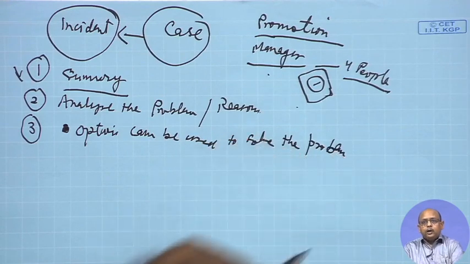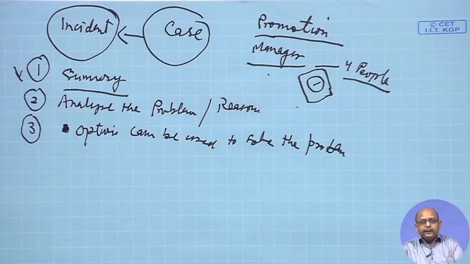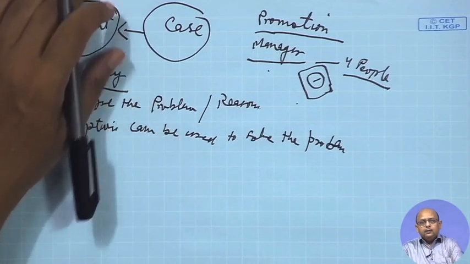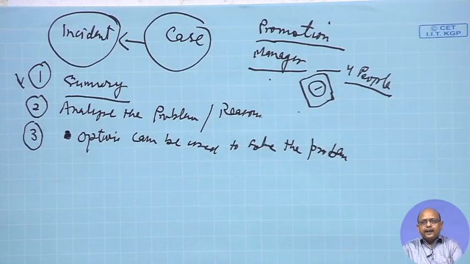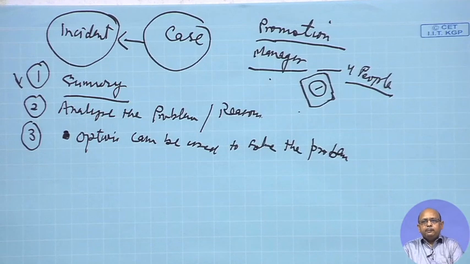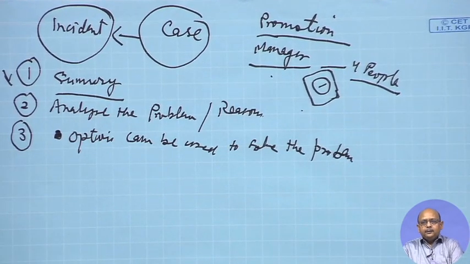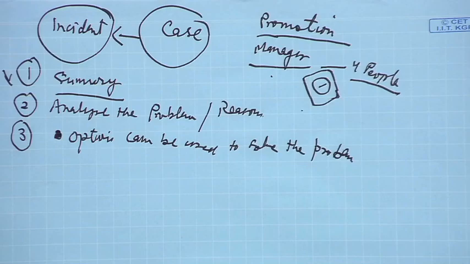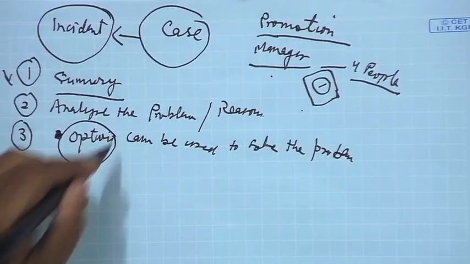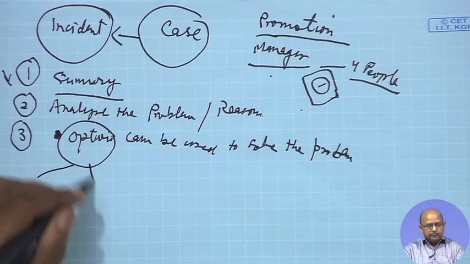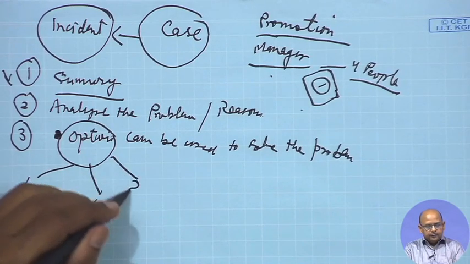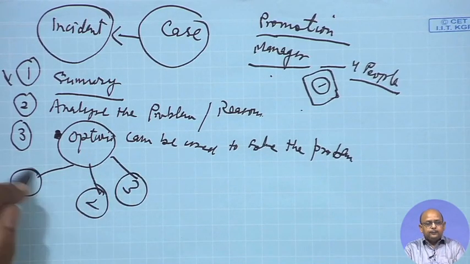Actually, you should not be prescriptive. In a case study, since it is an incident that has already happened, a prescription cannot be applied to a new case or a new situation which a manager is going to face, because the context and the environment change. So, instead of giving a prescription, you should come out with options, and not just one option, but 1, 2, 3 options for what should have been done.